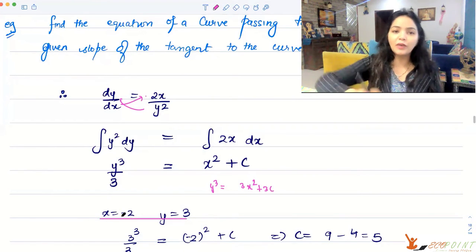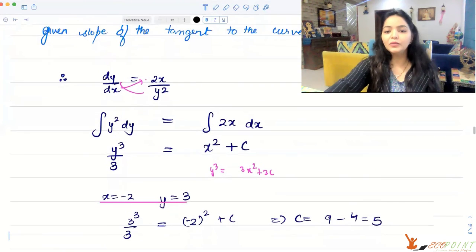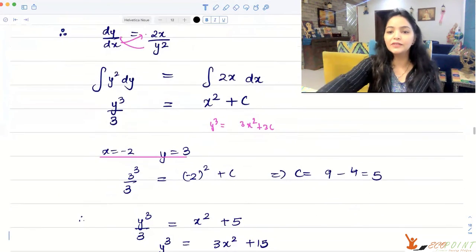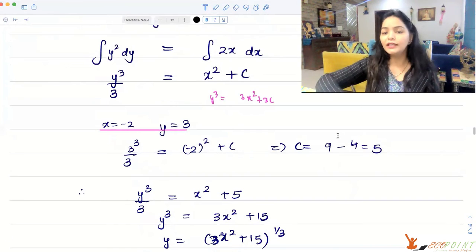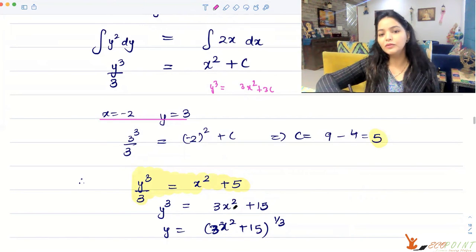So just put in the value x minus 2 and y 3 and you will be getting the value for c. C turns out to be 9 minus 4, that is 5. So c is 5. All you need to do is put the value in the general solution that we had: y cube upon 3 equals x squared plus 5. So y cube equals 3x squared plus 15. Y is equal to cube root of 3x squared plus 15.